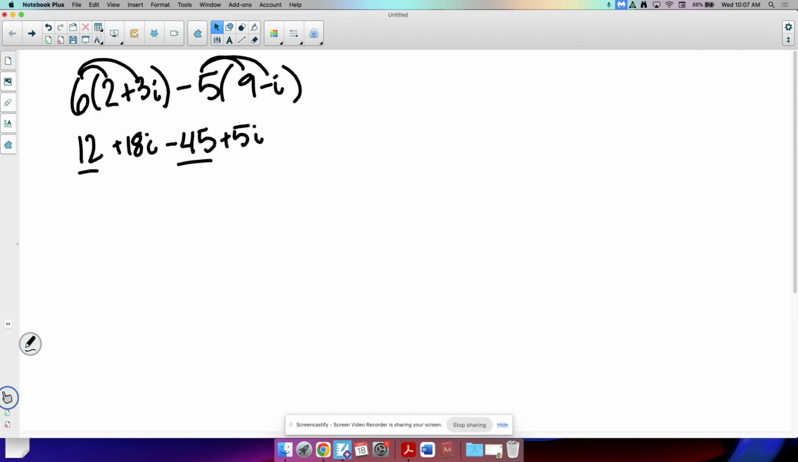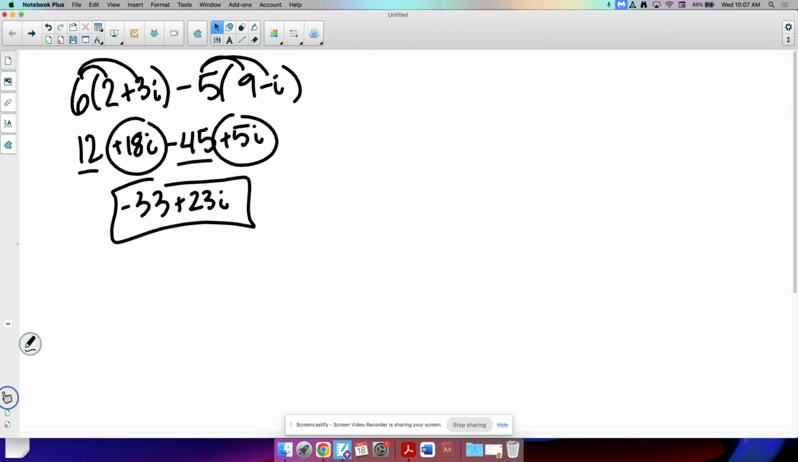Your real portion is a negative 33. The imaginary portion, 18 plus the 5, 23i. When you're just adding and subtracting, your i's will not change. So that's why an 18i with a 5i just stays 23i. The only times your i's change is when you are multiplying an i with an i, not when you're adding or subtracting. A multiplication problem.